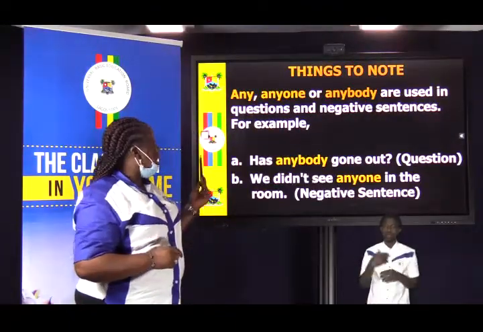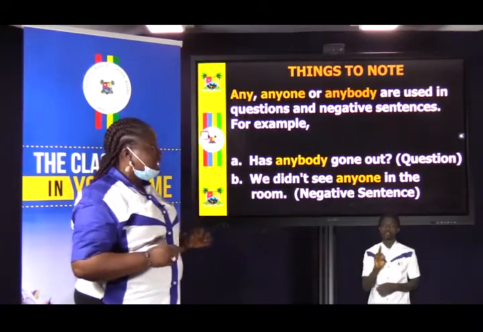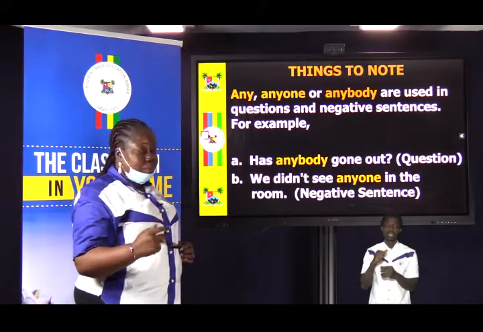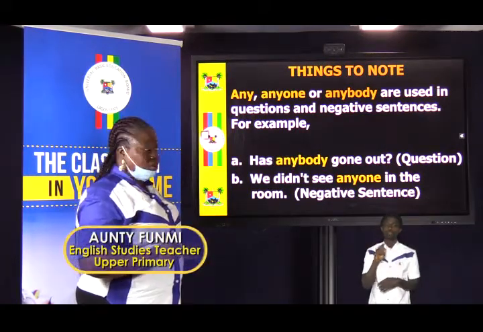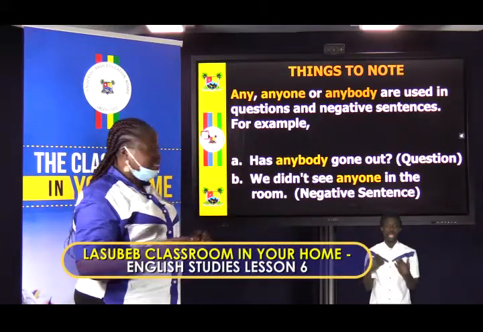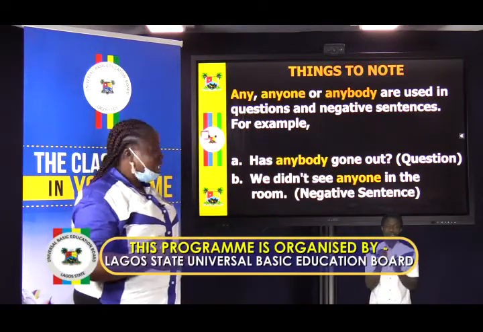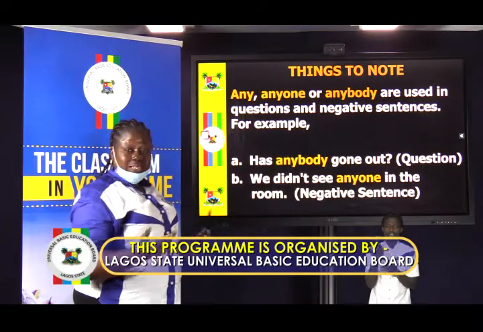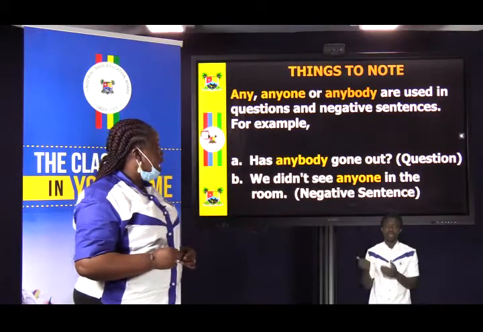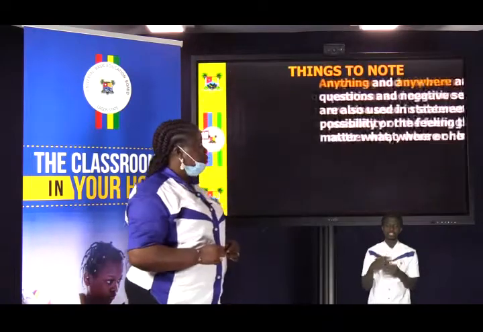Let us note that any, anyone, or anybody are used in questions and negative sentences. For example, has anybody gone out? That's a question. We didn't see anyone in the room. That's a negative sentence. So any, anyone, or anybody are used in questions and negative sentences.